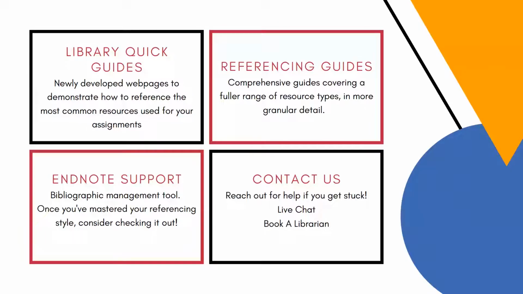Very quickly, these are the resources that I'm going to mention quickly today, and then we will actually get into using them so that you can see how to use them for your referencing. So the first one is these new library quick guides. These are newly developed pages that we've been working on, and they're basically just to demonstrate how to reference the most common resources that you use in your assignment. So if you think about the ones that you use all of the time, websites, journal articles, books and ebooks, those really common resource types, the library quick guides are going to be really useful for that sort of stuff.